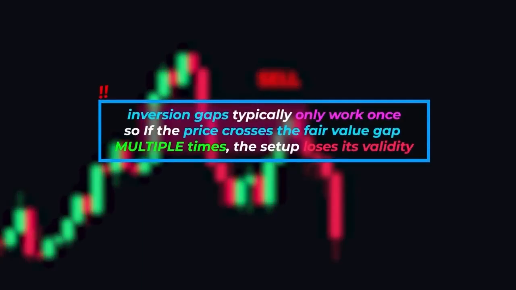Important note to remember, inversion gaps typically only work once. So if the price crosses the fair value gap multiple times, the setup loses its validity.